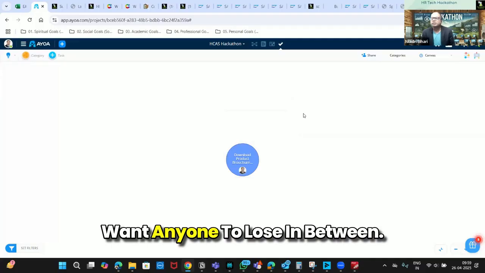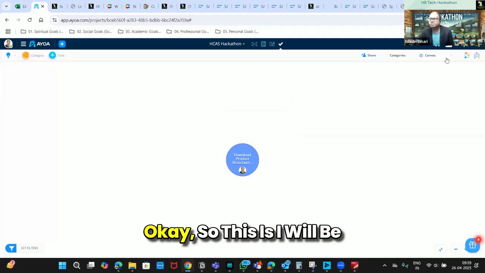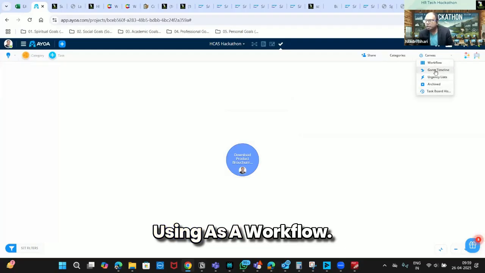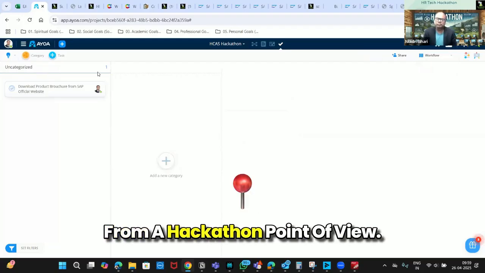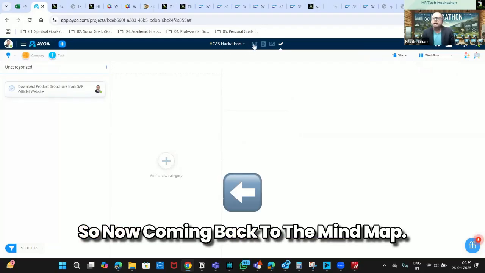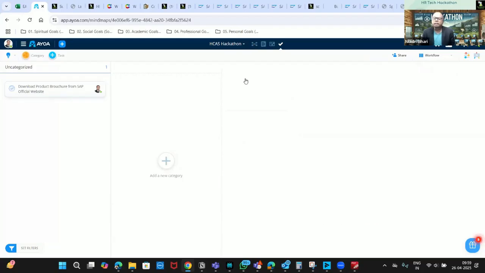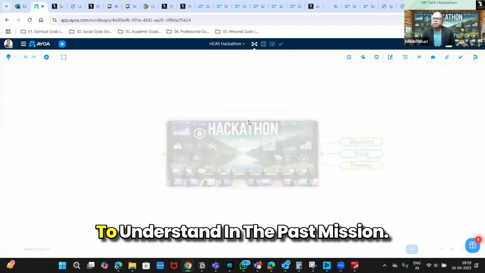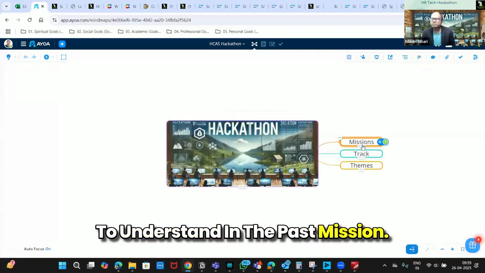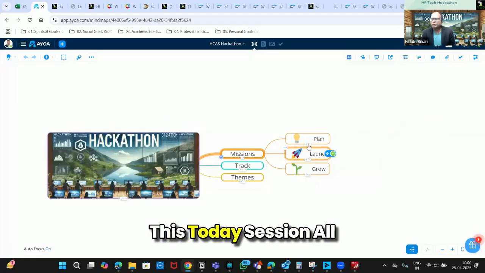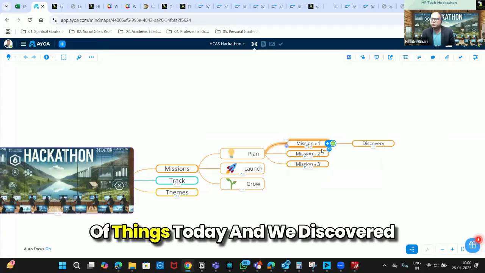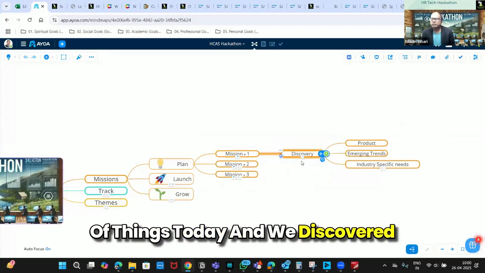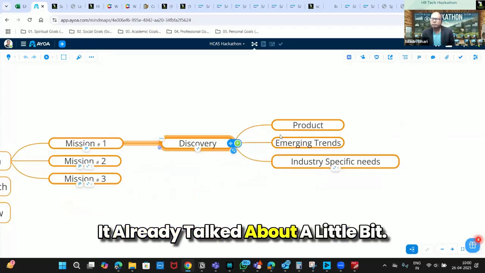I do not want anyone to drop off in between. I will be using this as a workflow. So this is one activity from a hackathon point of view. Now, coming back to the mind map, we will be switching gear to the past mission, because today's session is all about planning. In the discover session we have discovered a lot of things today from the product point of view.